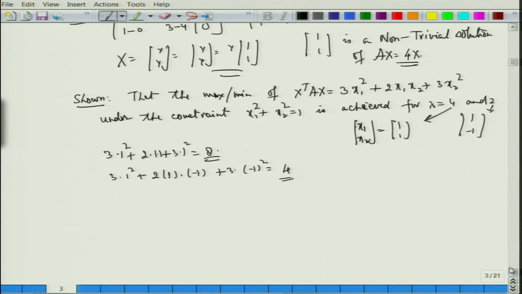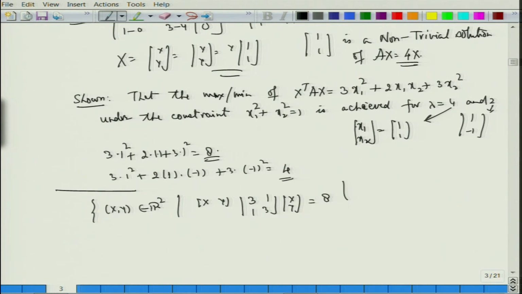Fine. Something more has also happened. I would like you to go for that part also. All right. So as a small thing, I would just like to impress on that also. So let us look at this thing. I want to look at, so consider all (x, y) belonging to R2 such that (x, y) times the matrix [3 1; 1 3] times (x, y) is equal to say 8. I want to solve this system. I want to see what is this figure.